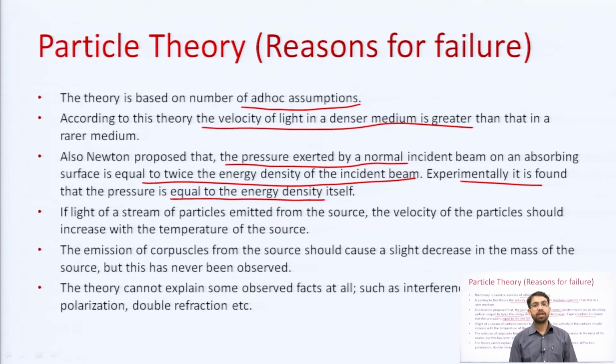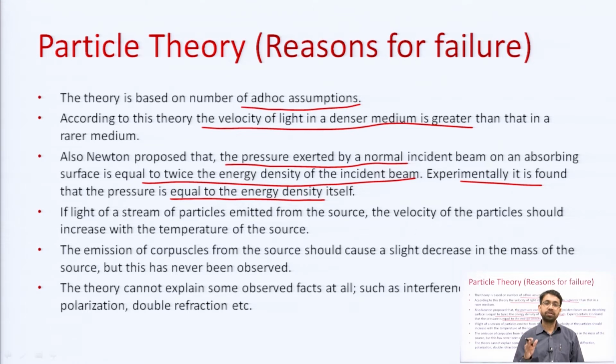If any light source is emitting particles, then with the temperature the energy of particles must change. If the temperature of the light source is more, then the energy of particles should be more, and if energy is more, the velocity should be more. So, if the sun is emitting light rays and a tube light is emitting light rays, then the velocity of light from the sun should be more than the velocity of light coming from a tube light or bulb. But it is found that the velocity of both the lights is exactly the same in the same medium.